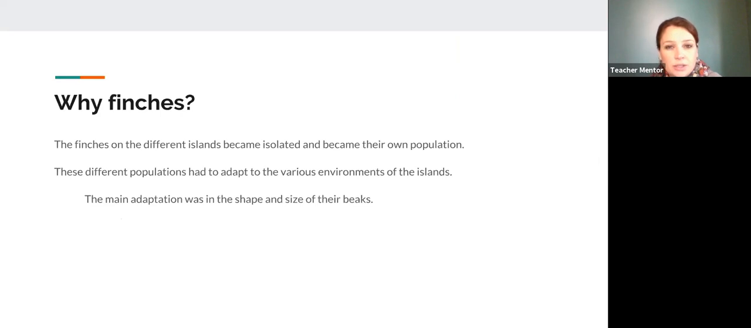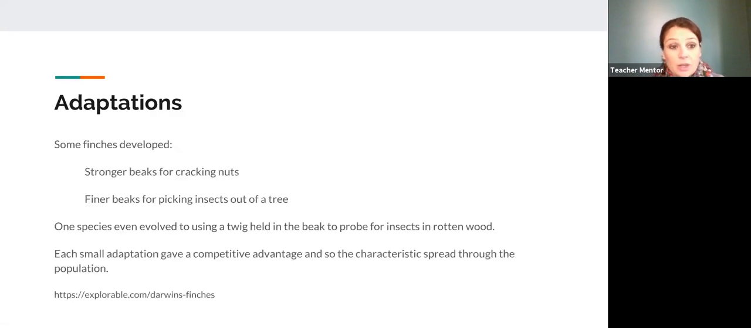These finches were different on each island. They became isolated from their population and started evolving into their own populations based on the islands they were on. These different populations had to adapt to the various environments. One of the main adaptations that Darwin noticed was the shape and the size of their beak. Due to the various environments, they had to figure out how to eat.